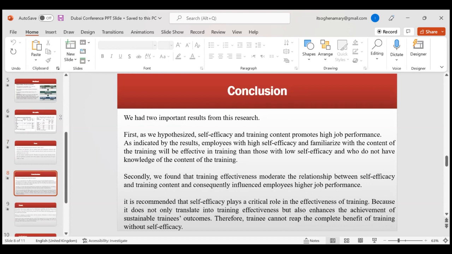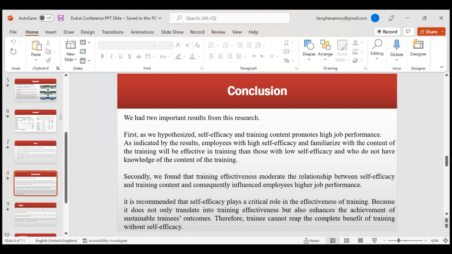We had 2 important results from the research. We hypothesized that self-efficacy and training content promote high employee job performance. Based on our hypothesis and the result, employees with high self-efficacy and those who are familiar with the content of the training will be effective in training. That is one of our conclusions. They will be successful in training, unlike those with low self-efficacy who do not have knowledge of the content of the training.